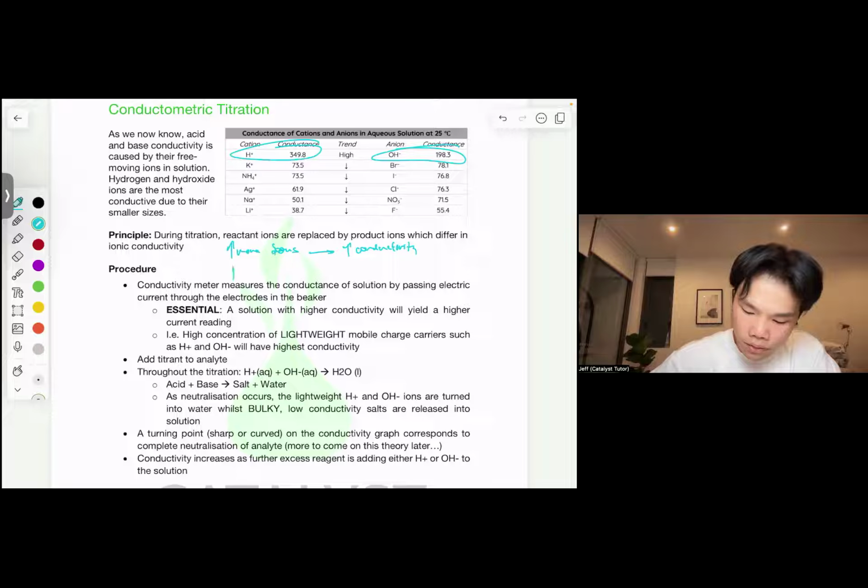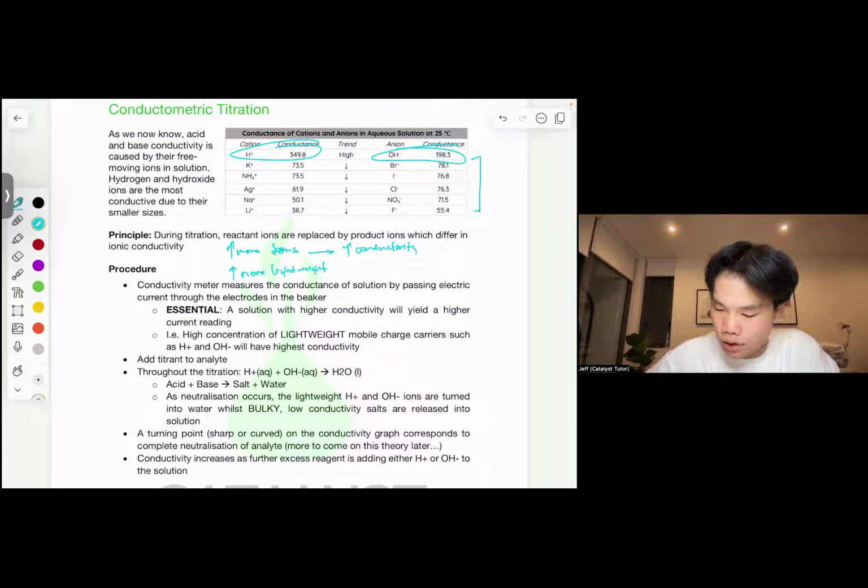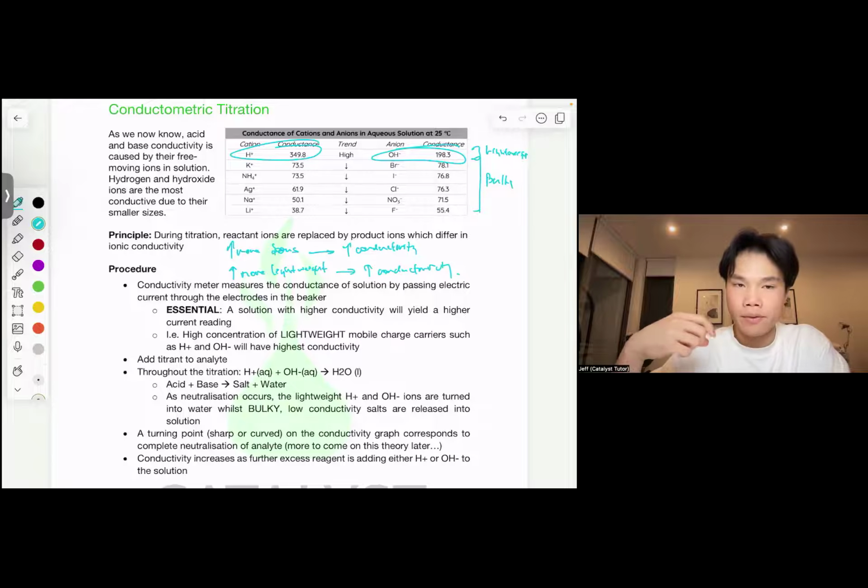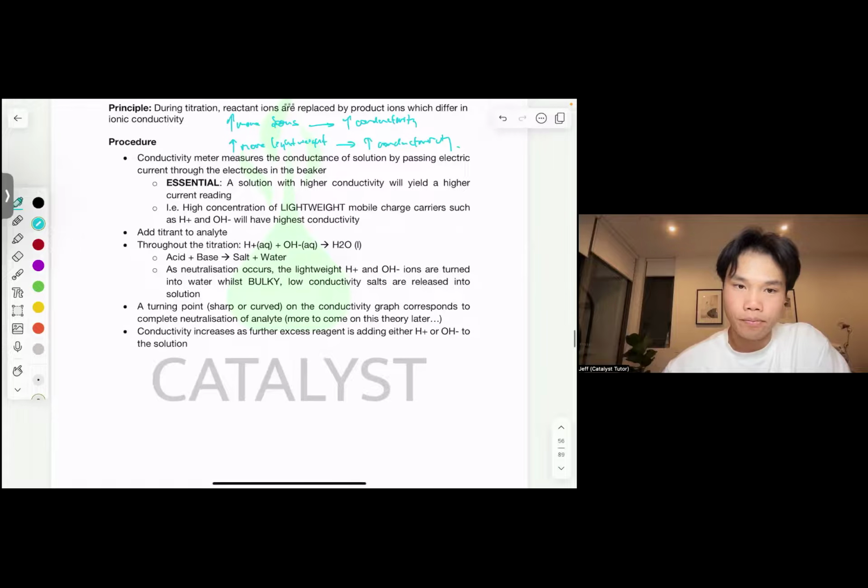And if you have ions which are more lightweight, as opposed to being bulky, bulky being heavier, so anything that is not OH minus or H plus we consider to be bulky, whereas H plus and OH minus we consider to be lightweight. If it's more lightweight, it'll be more conductive. So if you have more lightweight ions, they will have more conductivity as opposed to bulky. Okay.